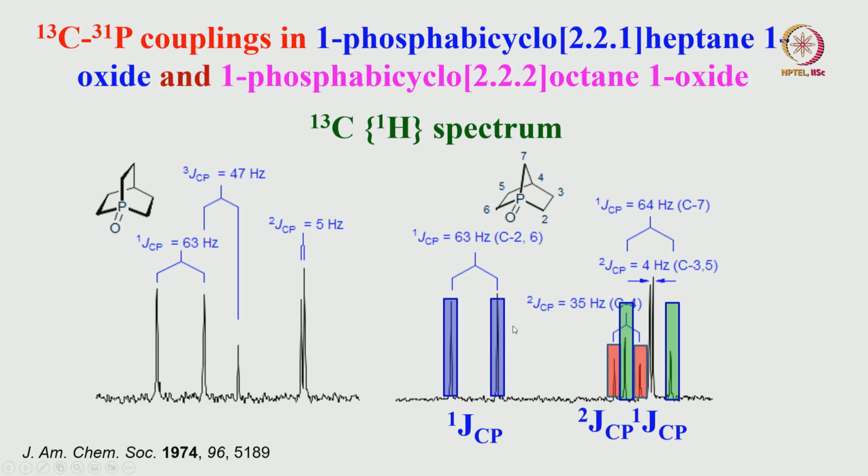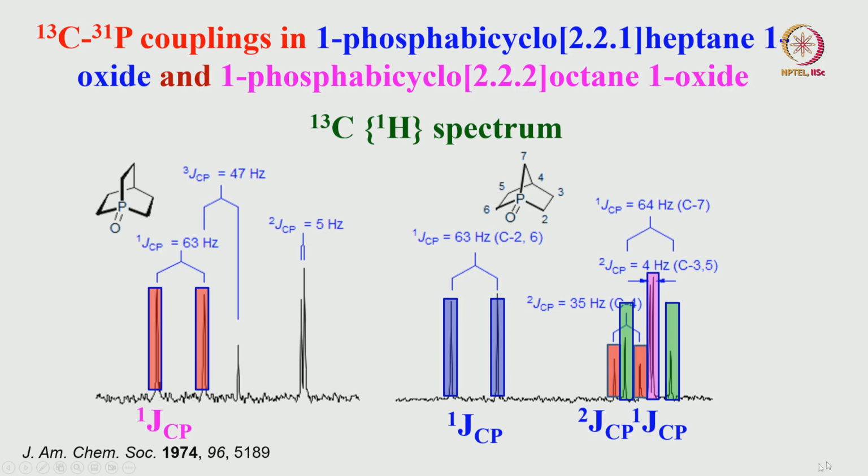Then what about this one? This is a 2 bond coupling with carbon 4, you can see here, and then you can take the other coupling with carbon 3 and 5, again it is 2 bond coupling. So, each of the carbons here is a doublet because of its coupling with phosphorus.